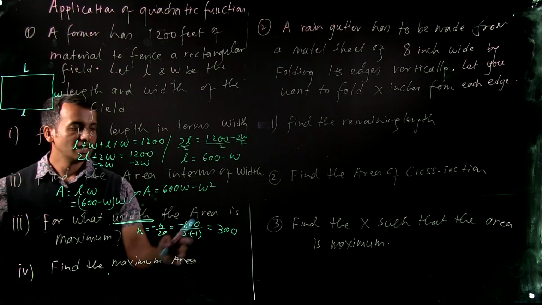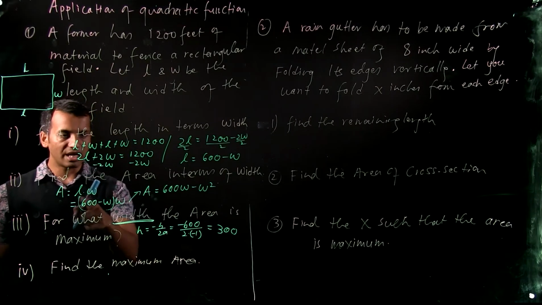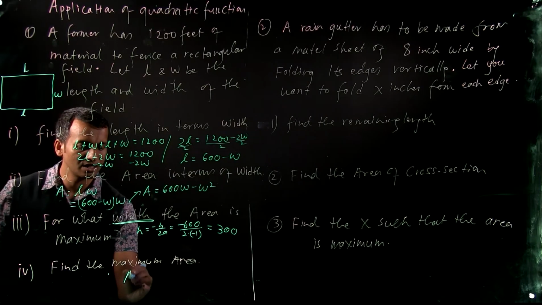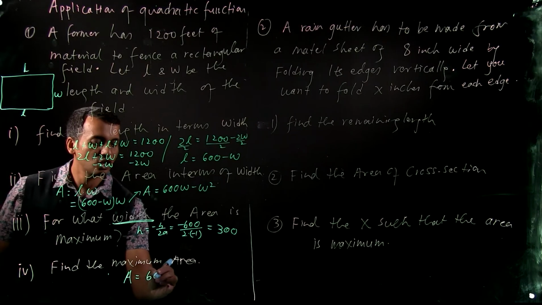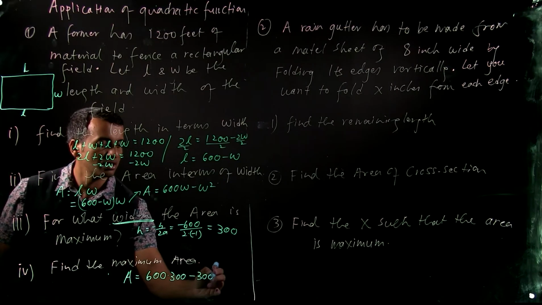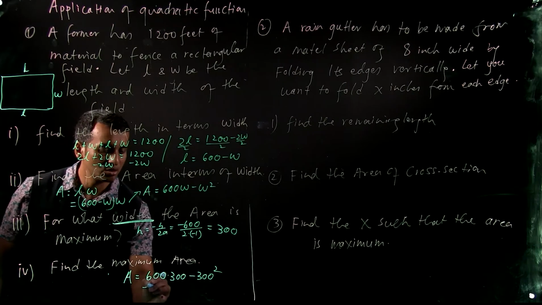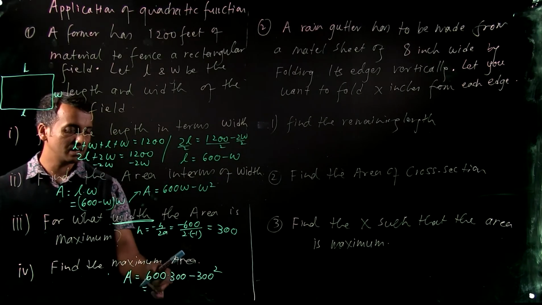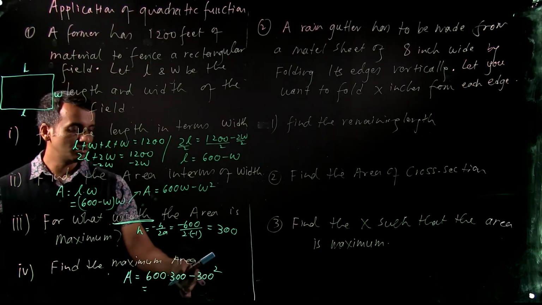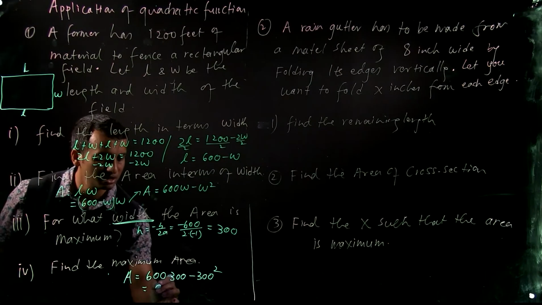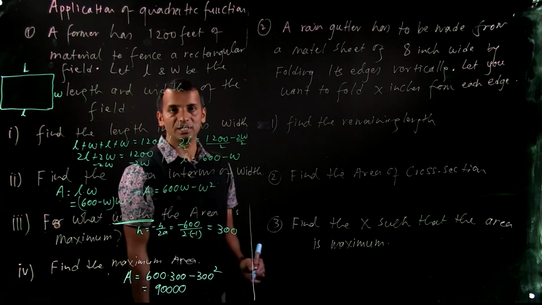Now find the maximum area. You plug that width into the area formula. So A is 600 times 300 minus 300 squared. 600 times 300 is 180,000, minus 90,000, so it is 90,000. This is the maximum area.